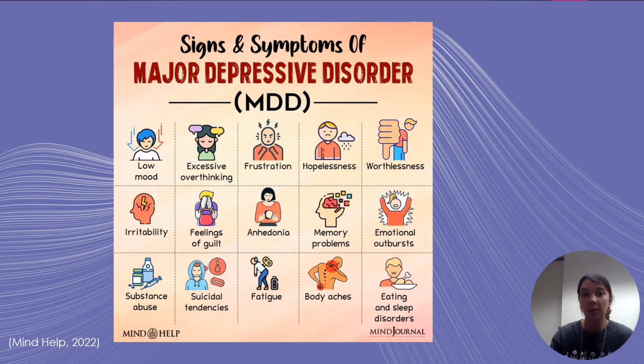And in order to meet the criteria for diagnosis of MDD, they need to have at least 5 of the 14 total symptoms, and 2 of those symptoms need to include the depressed mood or loss of interest or pleasure.